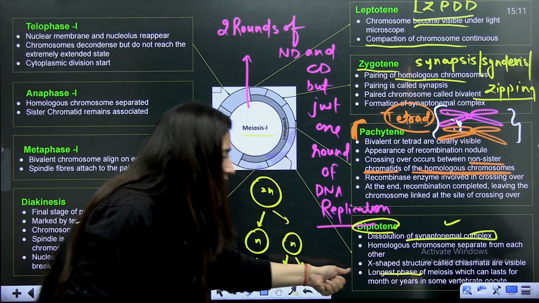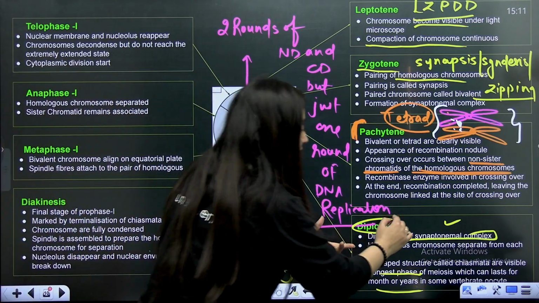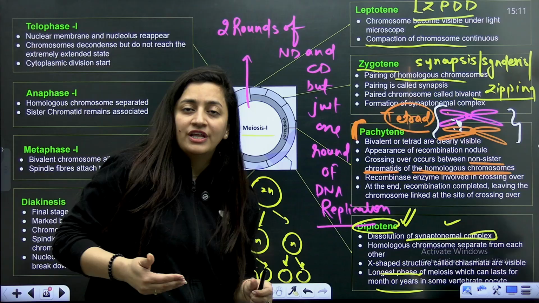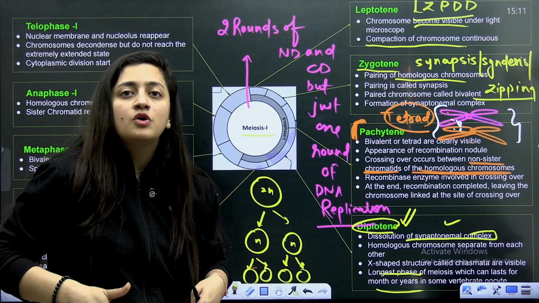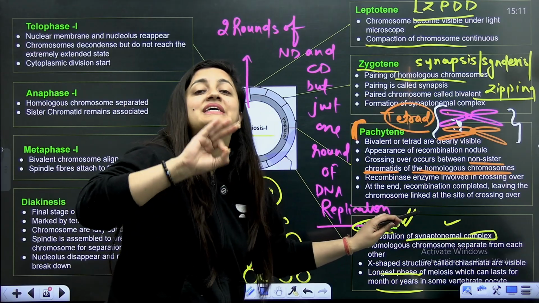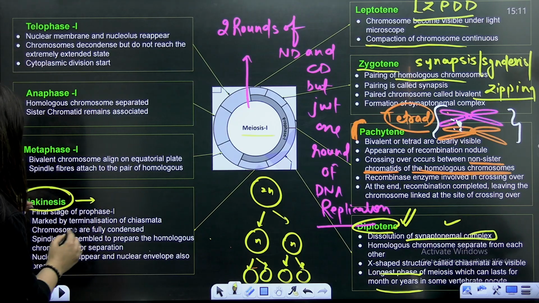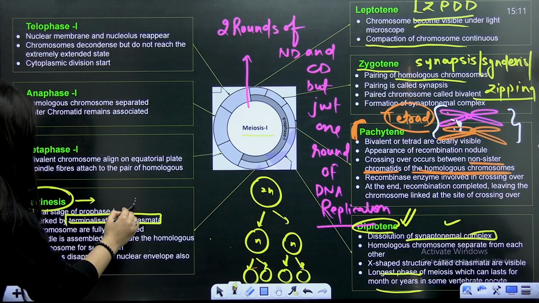It is the longest phase of meiosis, which can last for months or years in some vertebrates, even in humans, right? In oogenesis, you know that meiosis 1 will start, but there will be an arrest at the diplotene stage, that is known as dictyate arrest. After it, there will be diakinesis. So here the terminalization of chiasmata is the particular feature.